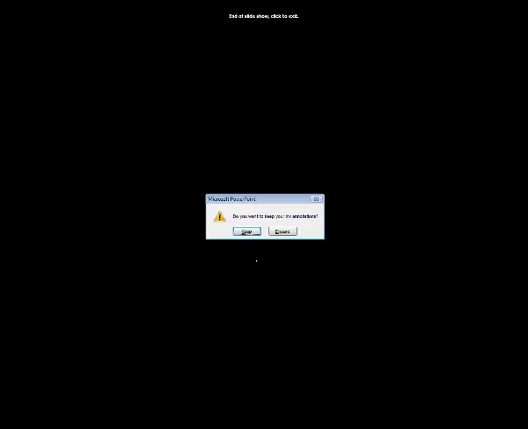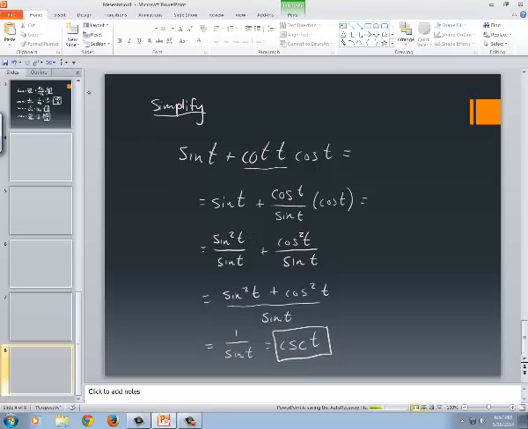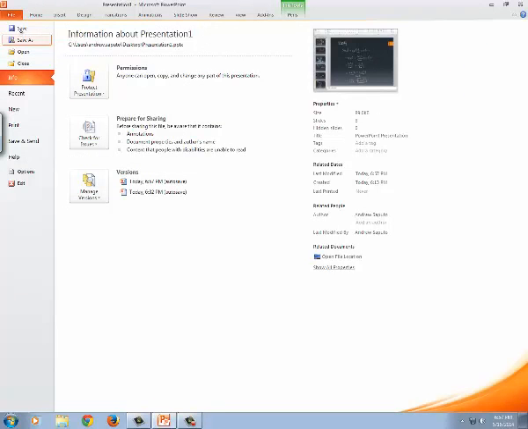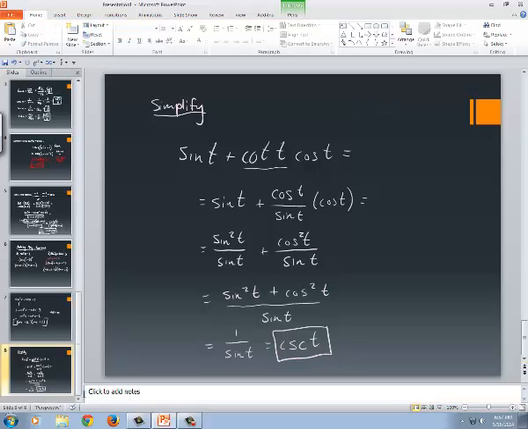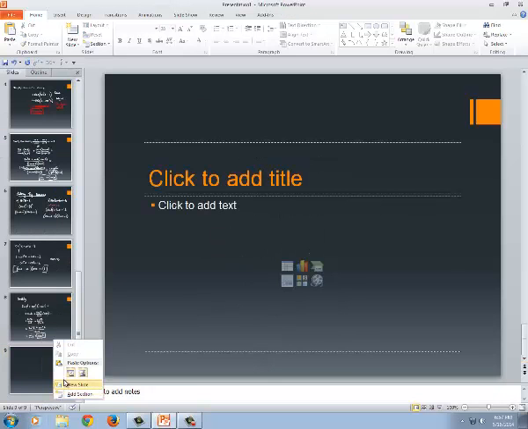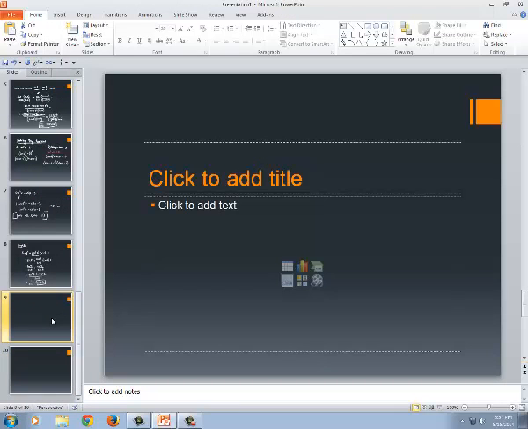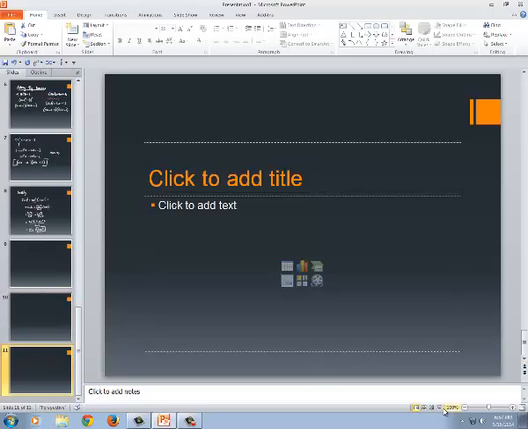End of slideshow. That's not what I want, but I'm going to keep this. I'm going to go ahead and save because we don't want it to crash. Add another slide here. Let's add 2 slides just for fun. We might have to add 3 slides. And let's go back to it.